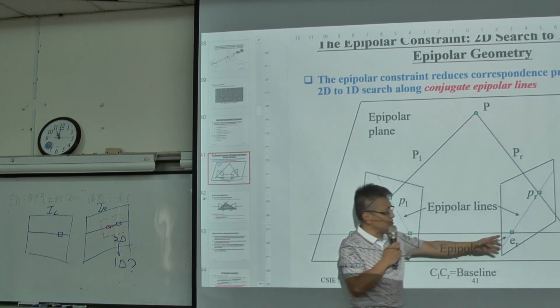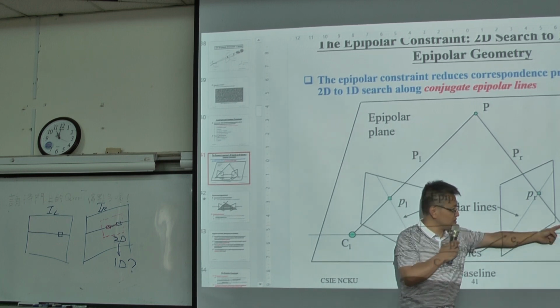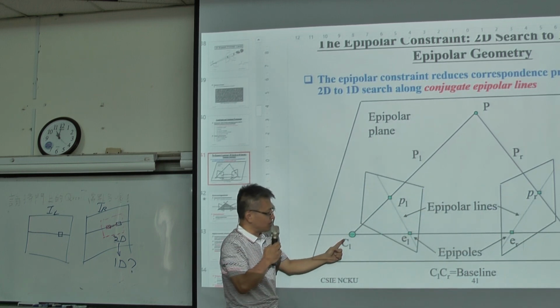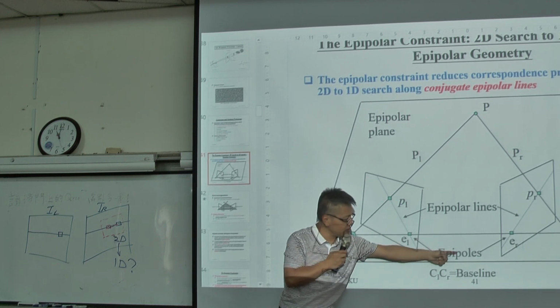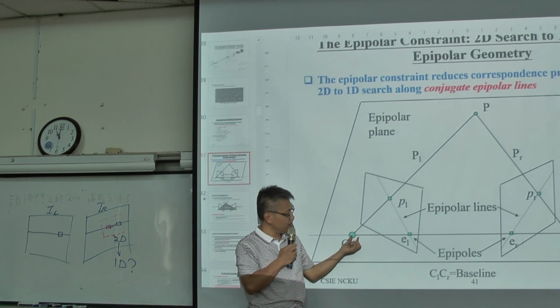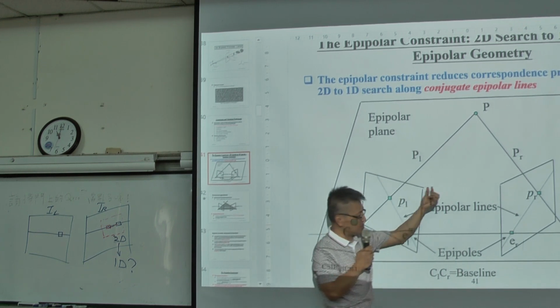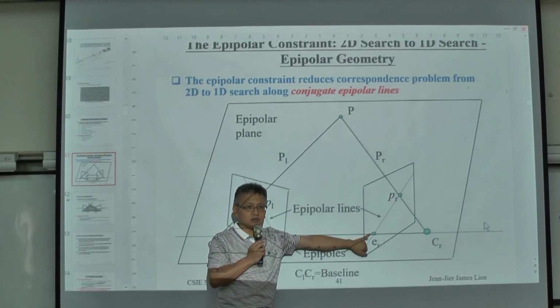And actually, this is a camera center. So a camera center will project to the other camera center, and this point is called the epipole. Epipoles. And this camera projects to the other camera center. It is called the epipole. Left, right.